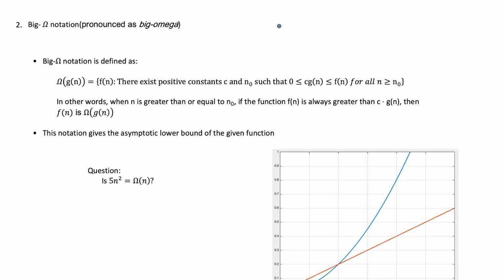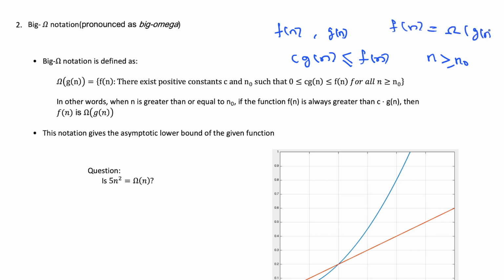Suppose that you have two functions f(n) and g(n). If you are able to show that c times g(n) is always less than or equal to f(n) for some value of n greater than or equal to n0 and for some positive constant c, then we can write f(n) as big omega of g(n). That means this notation gives the lower bound of an algorithm. The lower bound means a constant times the function g(n) will always be less than my function f(n). So let's look at an example.